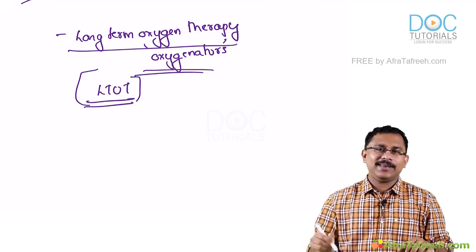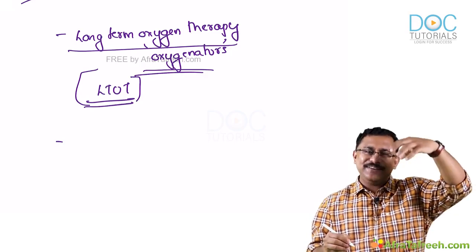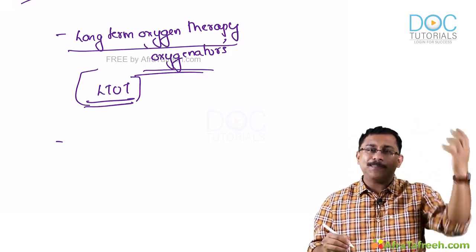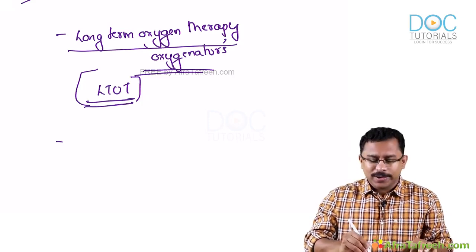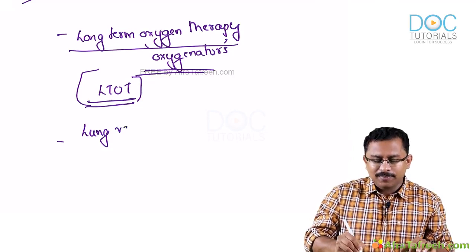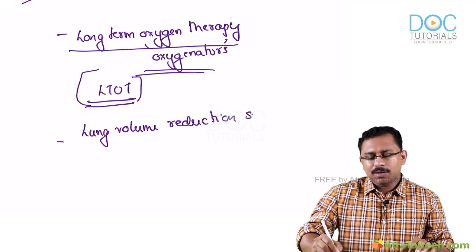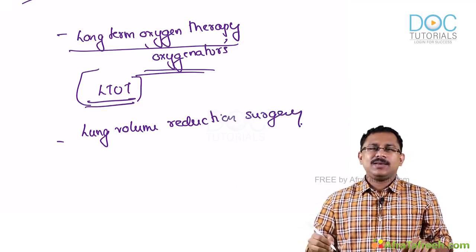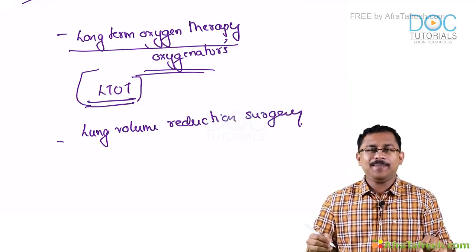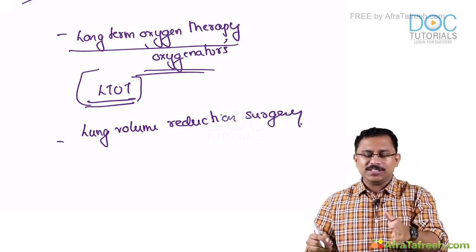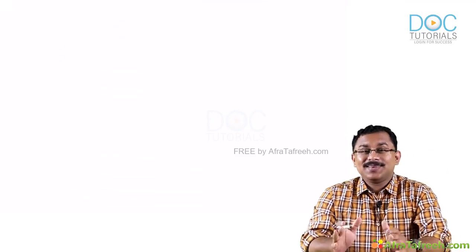Okay, long-term oxygen therapy. And then suppose it is a centriacinar emphysema and the emphysematous changes are localized to the upper lobe, in such cases, if it is not responding to medical management at all, you can think of a lung volume reduction surgery. You can go for a surgical method. Now, this is mainly useful if the emphysematous changes are involving the upper lobe.